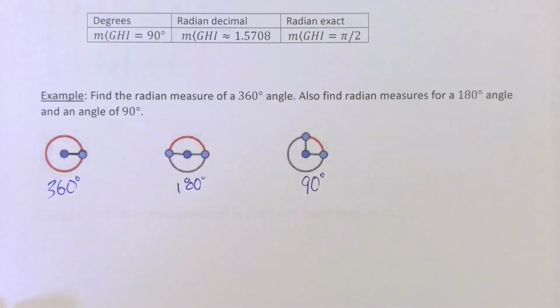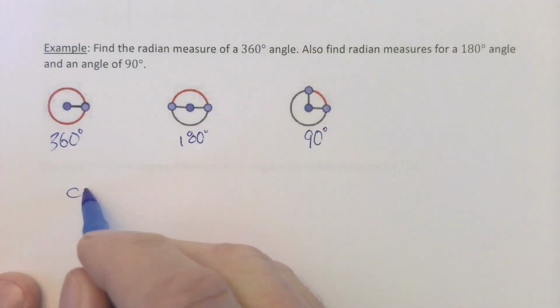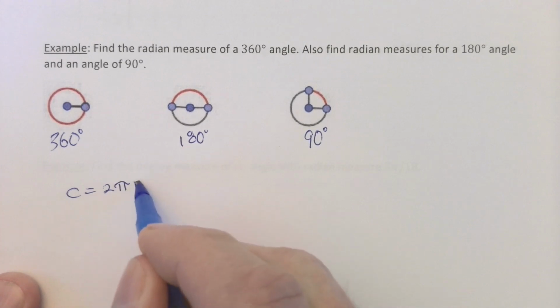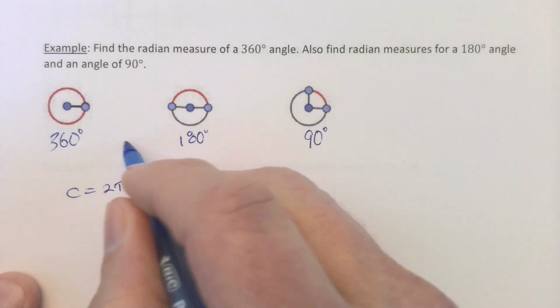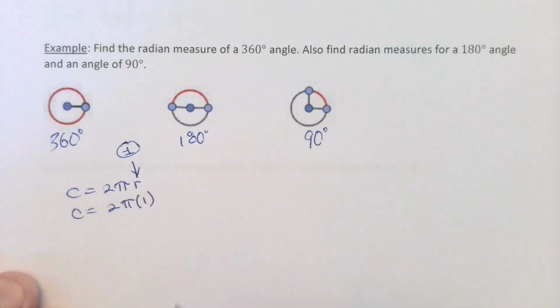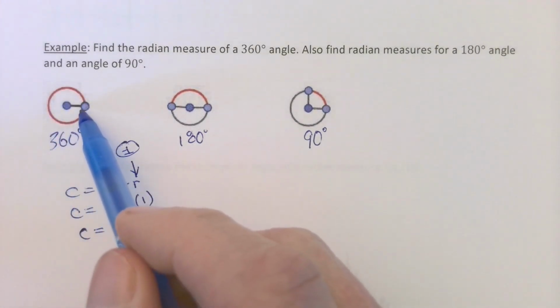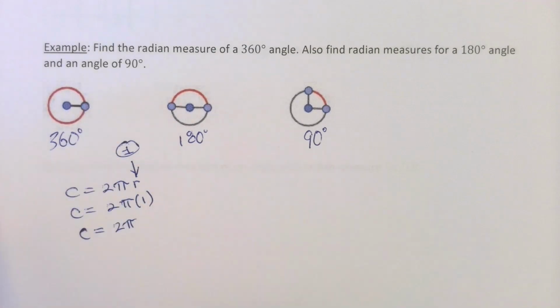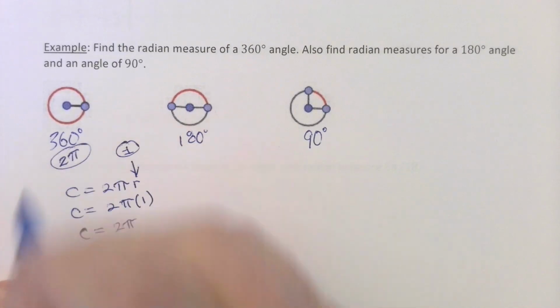Now, how are those measured in radians? Okay, you have to remember a formula from geometry. And the formula is circumference equals 2 pi r. Well, these are all unit circles. So what's the radius? Yeah, the radius is 1. So now the formula looks like 2 times pi times 1. That 1 looks pretty silly now, because 2 times pi times 1 is just 2 pi. That's the circumference of this unit circle. But since we've gone all the way around, that corresponds to 360 degrees. So 360 degrees in radians is 2 pi.